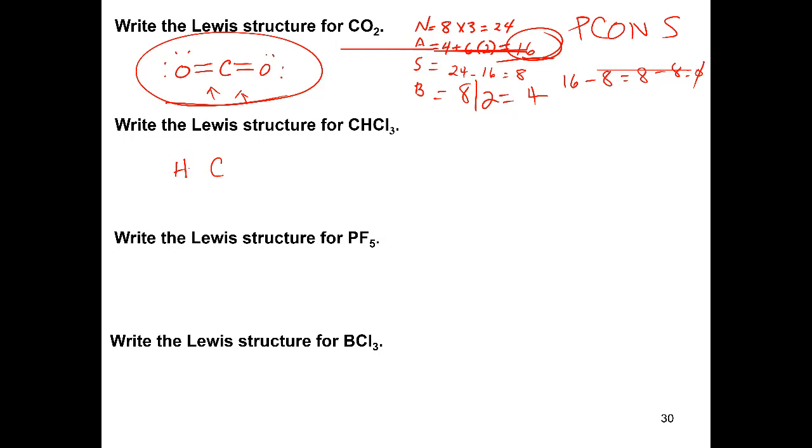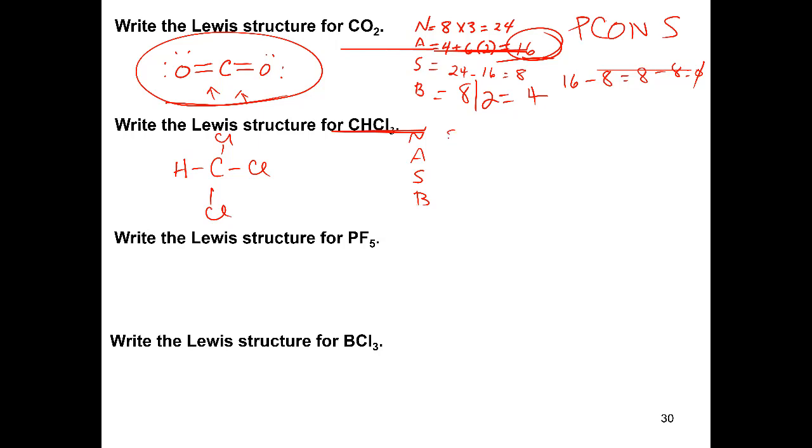So we said carbon's almost always in the middle, and there's 4 things. So I'm going to guess that it goes like this, Cl, Cl, Cl. All right, and I'm going to go ahead and draw my 1 bond between all of those things. And then I'm going to do my NASB.